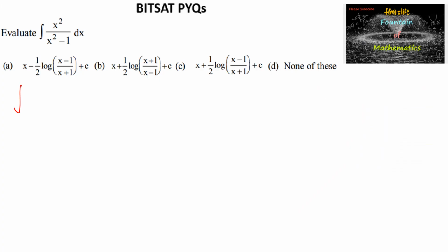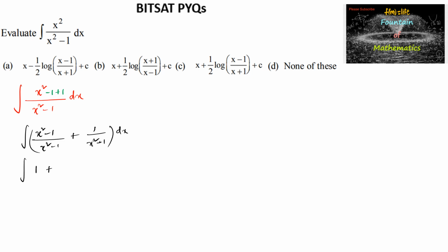Evaluate the integral of x square upon x square minus 1 dx. Let us add and subtract 1. So we can write the integral of (x square minus 1) upon (x square minus 1) plus 1 upon (x square minus 1) dx. So we can separate it as the integral of 1 plus 1 upon (x square minus 1) dx. So we get the integration of 1 dx plus the integral of 1 upon (x square minus 1 square) dx.